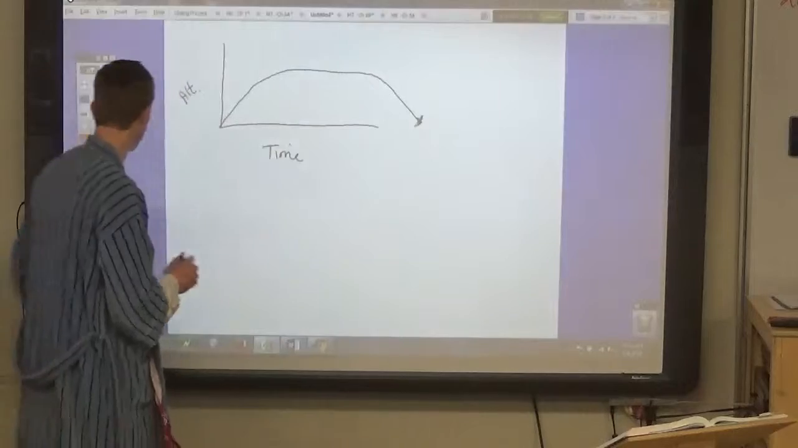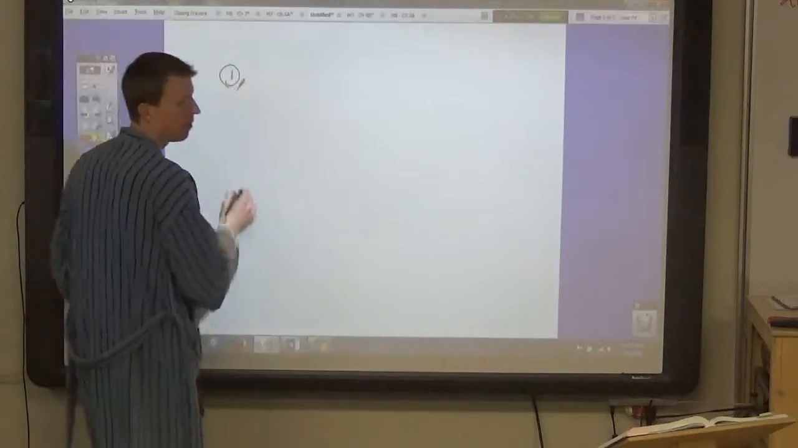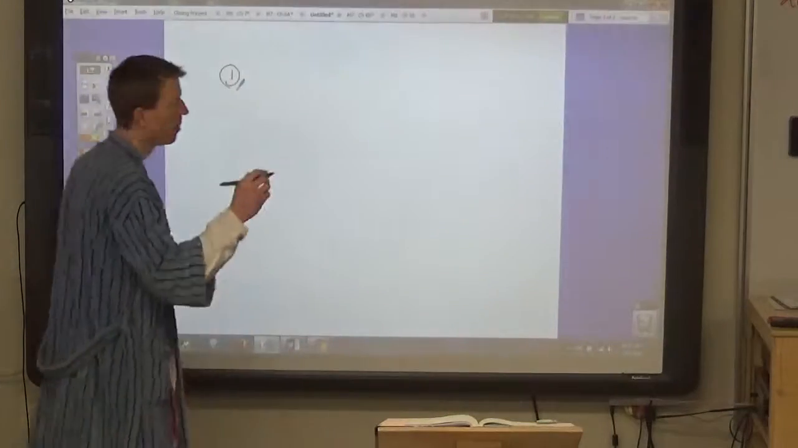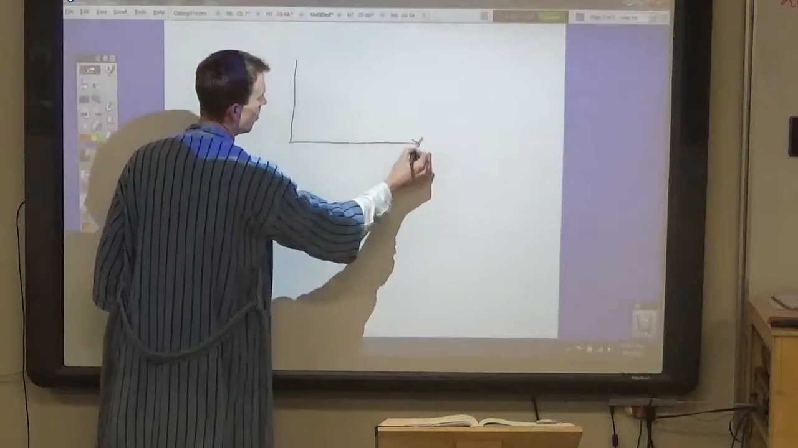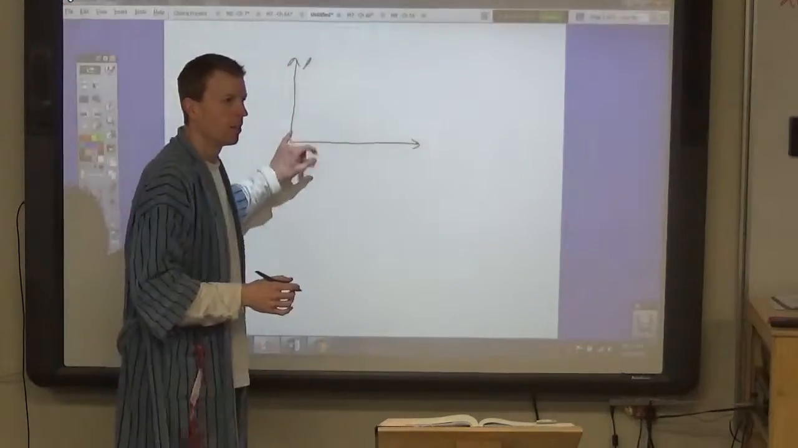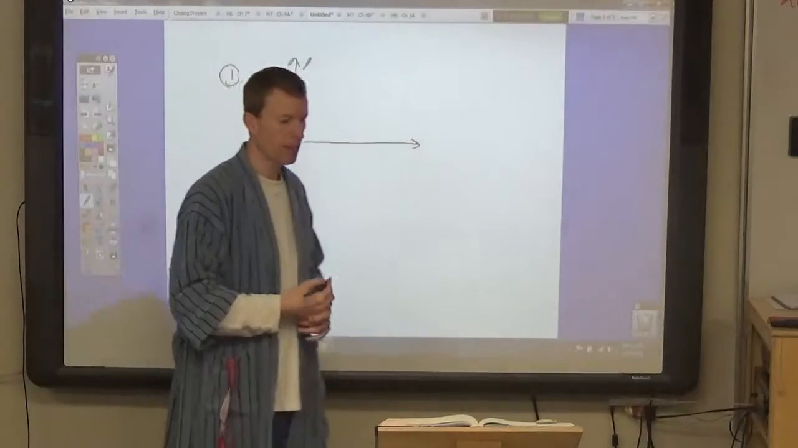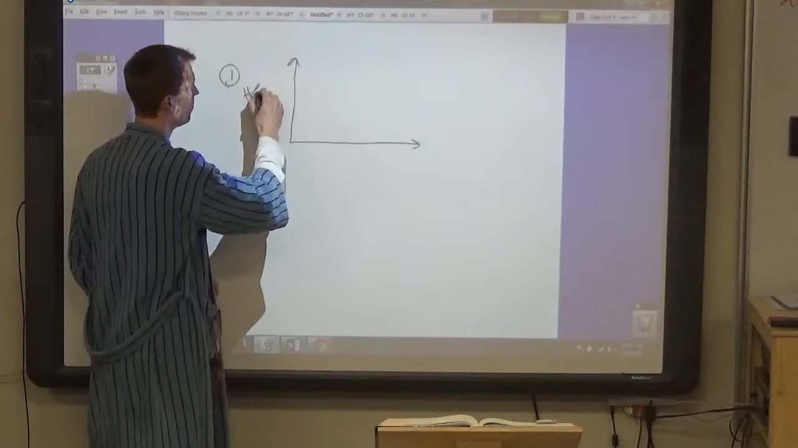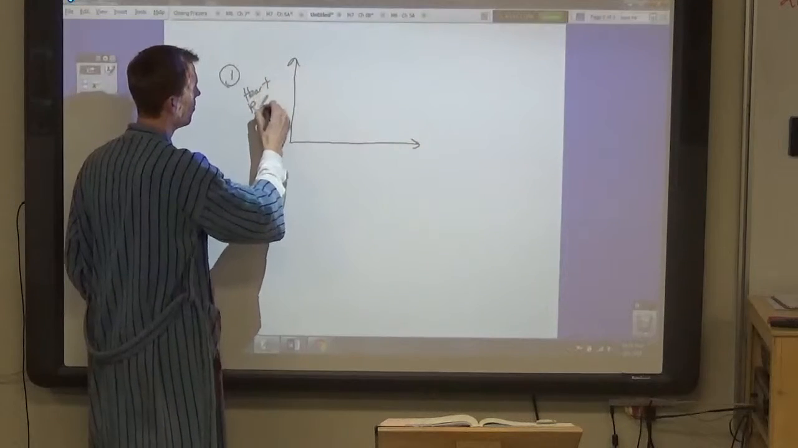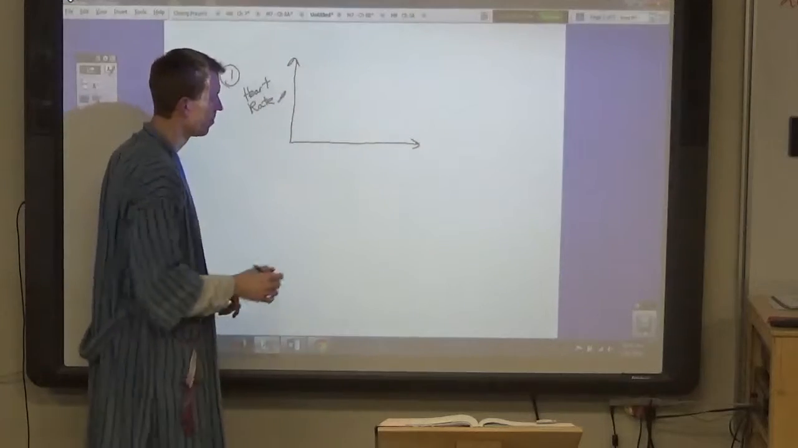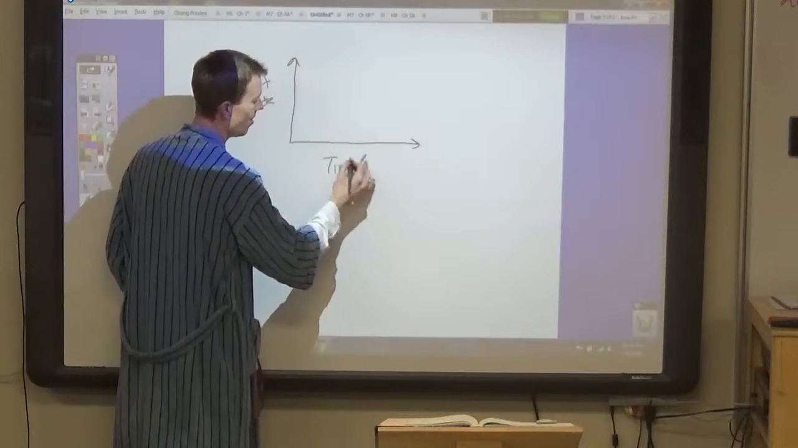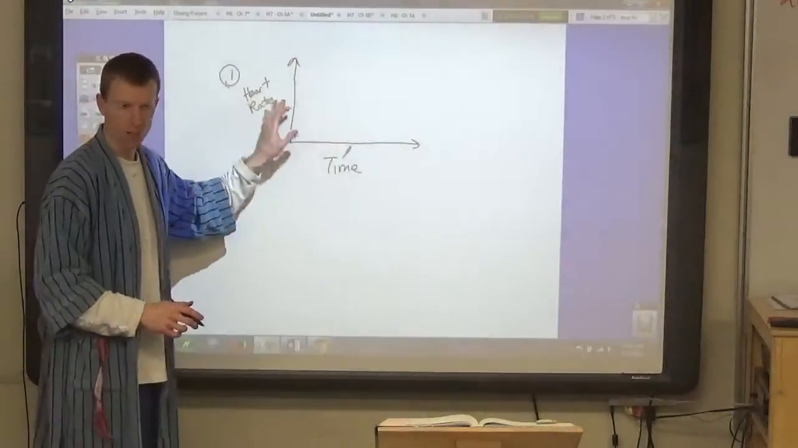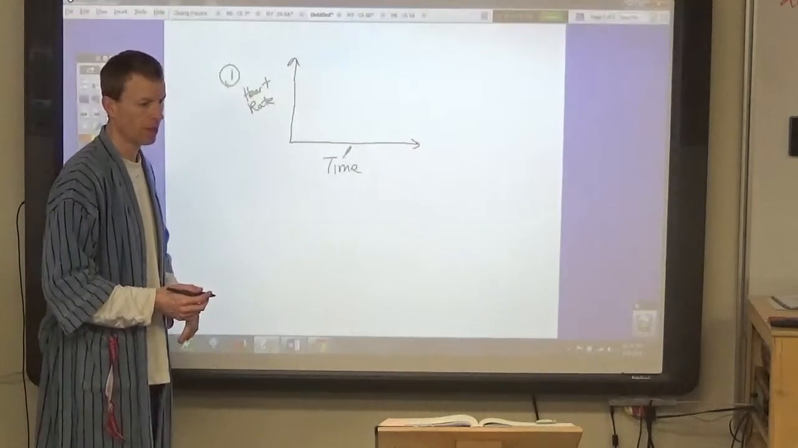Turn to page 254. Number 1, what are the two things being compared? What is the two things that are being compared? Number 1, heart rate and time while exercising. Right. Heart rate. So your heart rate is going up, and then it's staying the same, and then it's going very drastically up, and then it's going kind of down a little bit, and then it's staying the same. Yep. So it's the heart rate over time, and that's how you read that. Heart rate over time. Okay.